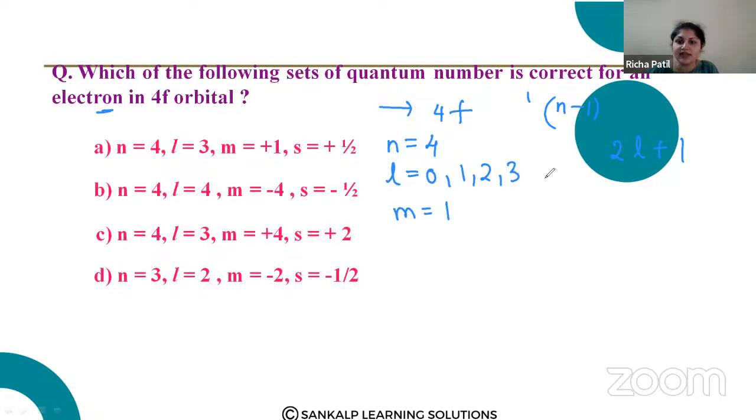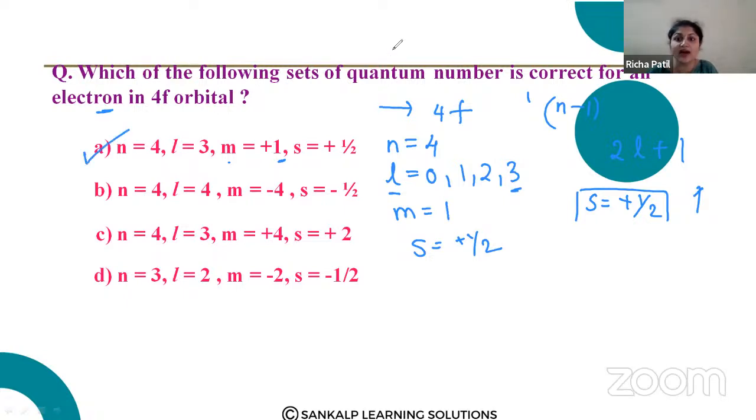If you consider one electron, the spin you can take is plus half. The first electron will occupy with spin equal to plus half. So N is equal to 4, L will have up to value 3, and M is equal to 1 for one electron. We are finding the quantum numbers for one electron from the f orbital. So A is the correct answer.